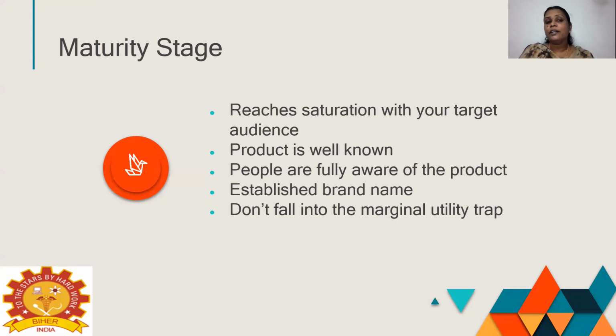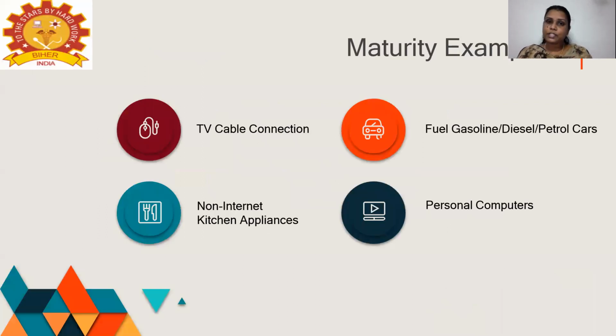So it reaches the maturity stage, it reaches saturation. The product is well known, people are fully aware of the product, and your brand name is established. The marginal utility trap is something which you have to look into. You should not fall into the trap of marginal utility during this maturity stage. Some examples of maturity are the cable TV connection, fuel and gasoline, and then non-internet kitchen appliances and personal computers.